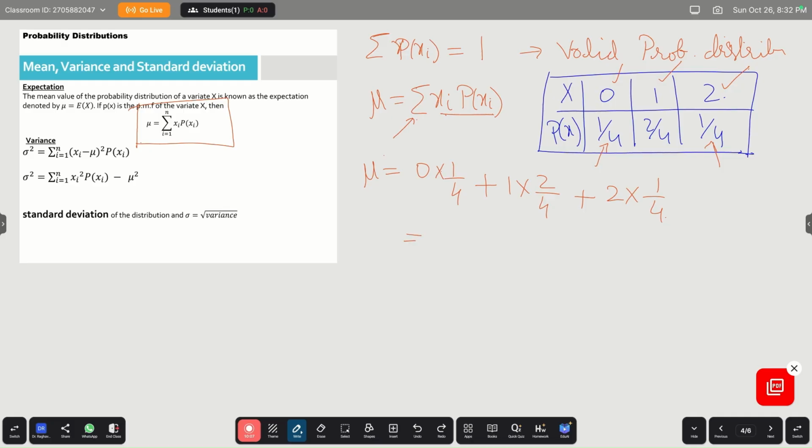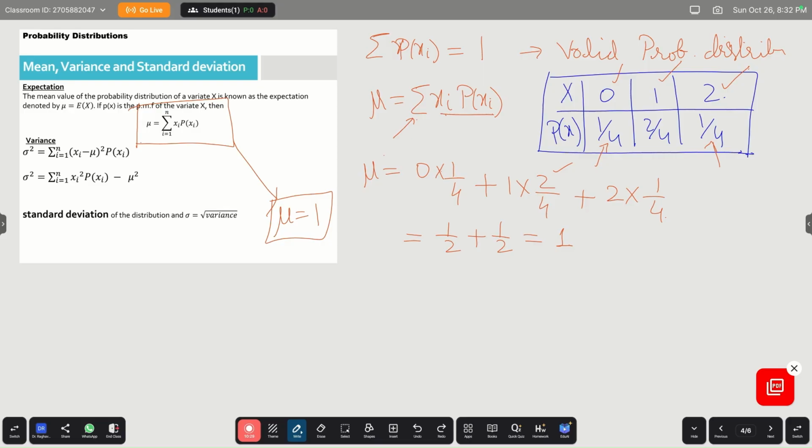You can use your calculator to calculate all these values. Since this is a simple one, I can do it manually. So this is 0 plus 1 by 2 plus 1 by 2, which is 1. So the mean value for this example is 1.